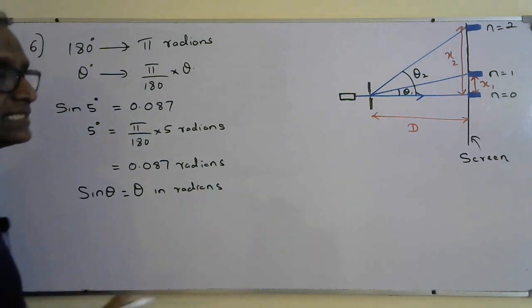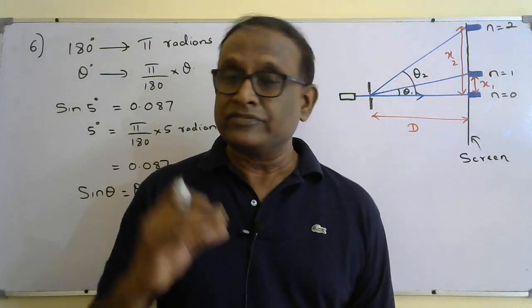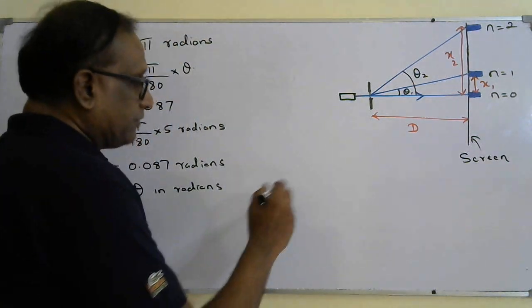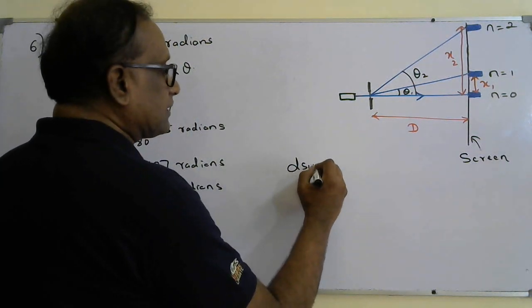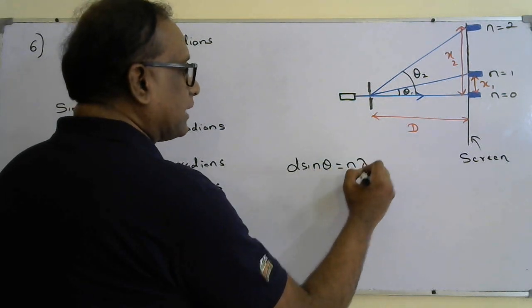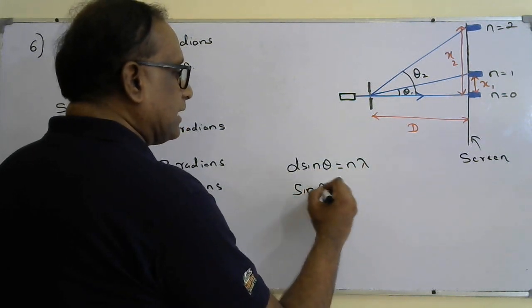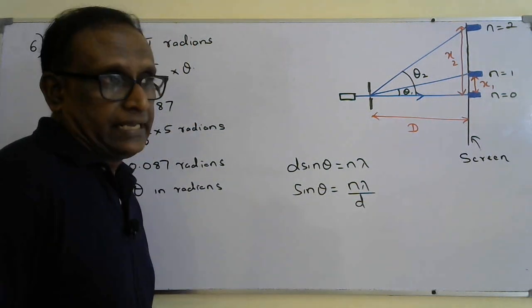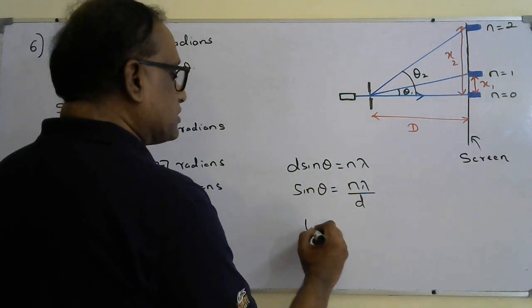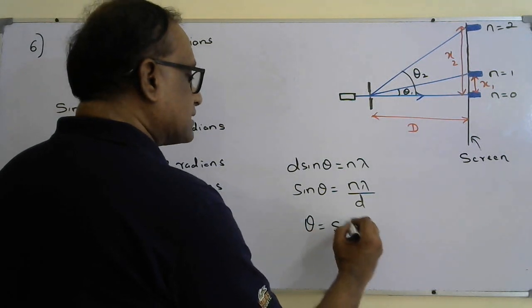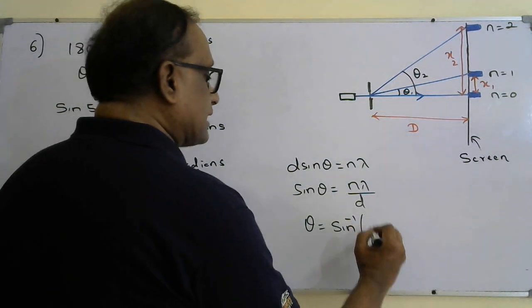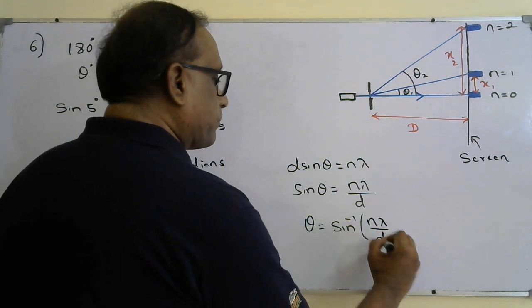We might use these things in diffraction grating. Sometimes if the angle of diffraction is small, we don't need to use sine theta. We know that d sine theta equals n lambda, so sine theta equals n lambda over d. So normally, how do we find theta? We use theta equals sine inverse, the shift sine used in the calculator, sine inverse of n lambda over d.